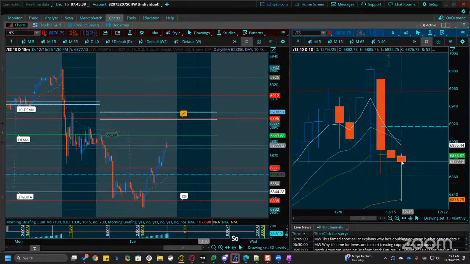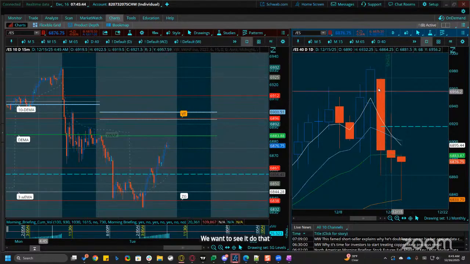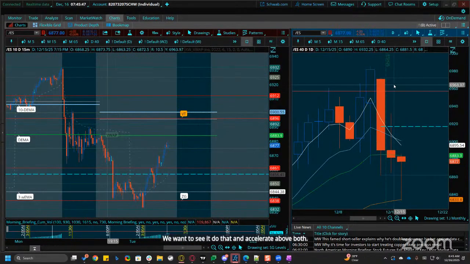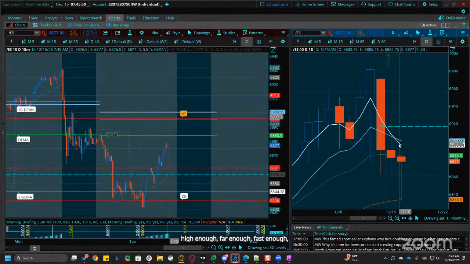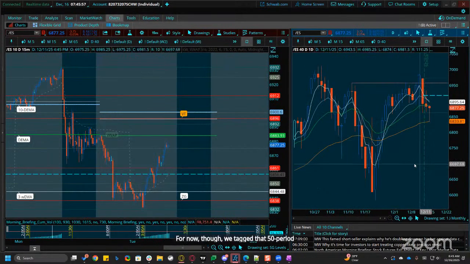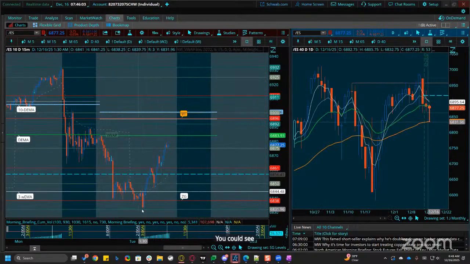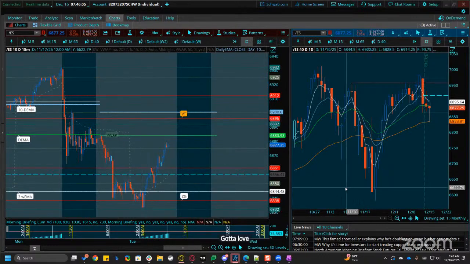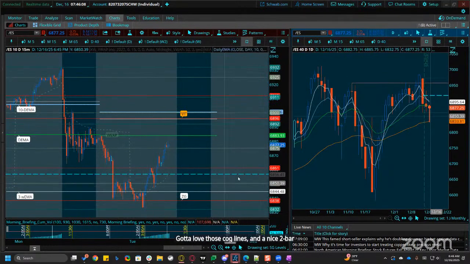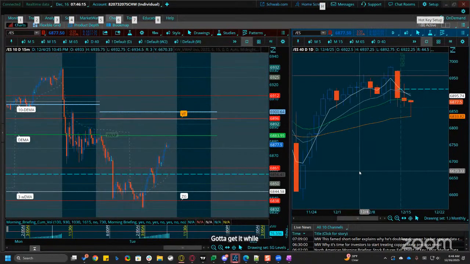So when price comes back up through the 3 and the 10, we want to see it accelerate above both high enough, far enough, fast enough that it brings the 3 back through the 10 on the other side. For now, though, we tagged that 50 period daily moving average last night, 68.32 cog line. You could see it down here. Gotta love those cog lines, and a nice 2-bar reversal. If you was trading last night, that was just absolutely beautiful. Gotta get it while the getting's good.